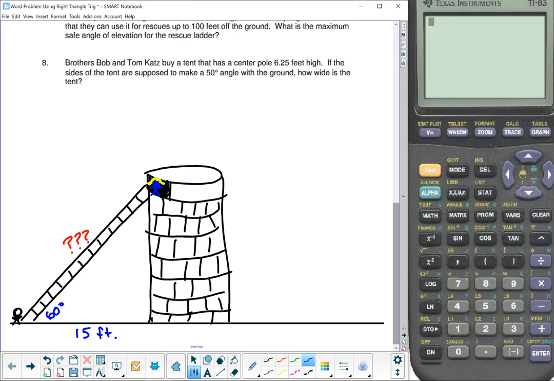We don't care about how tall the tower is. We just want to know how long the ladder is. So this is going to utilize SOHCAHTOA. We have the adjacent side, and we have the hypotenuse. So adjacent and hypotenuse, we are talking about cosine. So we're going to be using that. Cosine 60 degrees equals adjacent, which is 15, over hypotenuse, which we don't know, and we're going to just call it the question marks.